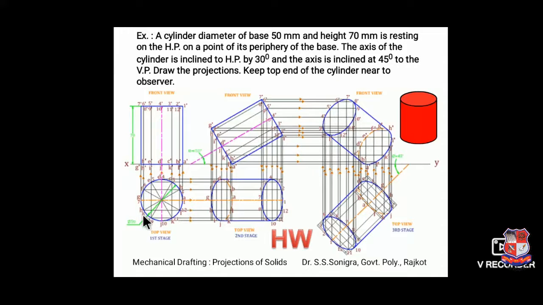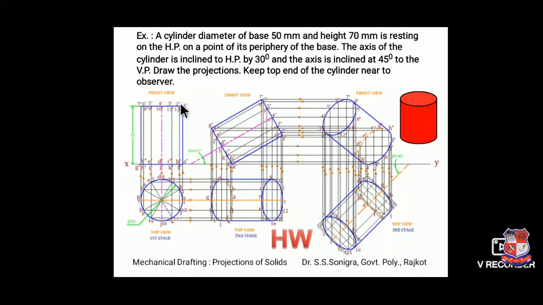First of all, you draw this top view as we did in the previous problem as a circle. Then draw this front view as a rectangle. Dimensions are given to you. Diameter of the circle is 50 mm, height is 70 mm. So this diameter is 50 mm, height is 70 mm. Take projections. Then the axis makes an angle of 30 degree with HP. So rotate this rectangle in such a way that this axis makes an angle of 30 degree with XY line.